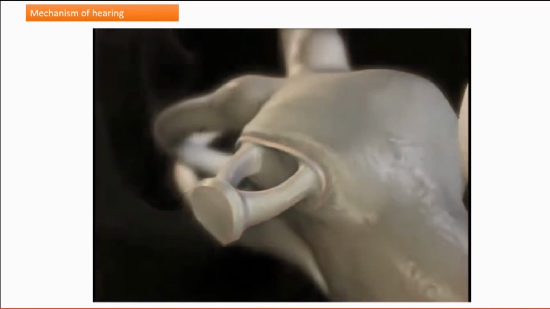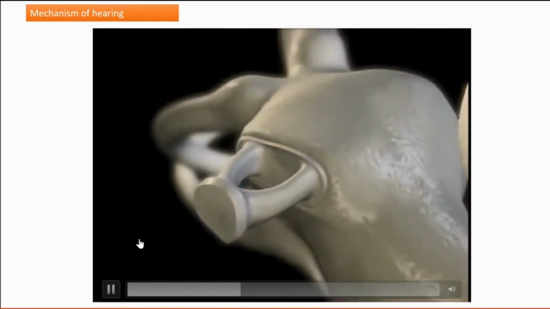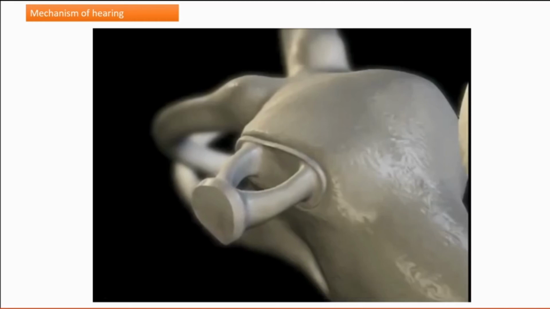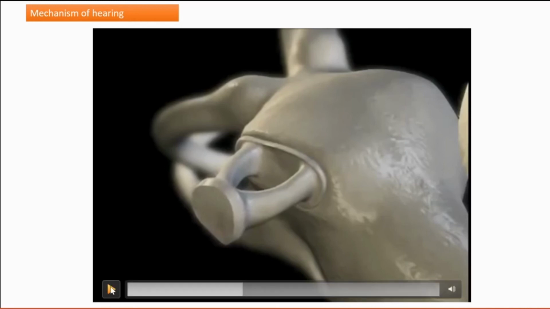The stapes moves with a piston-like action, which sends vibrations into a structure called the bony labyrinth. Here we can see that the stapes is pushing the oval window. That movement may create some pressure, and the oval window bulges towards the inside of the scala vestibuli. Labyrinth.